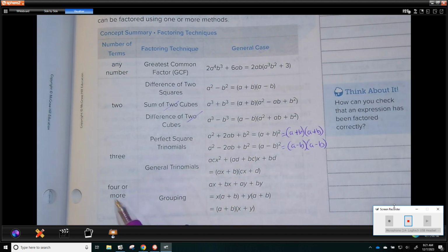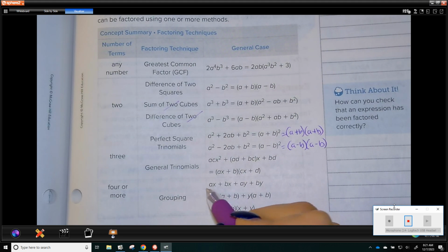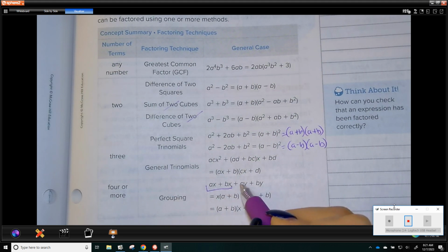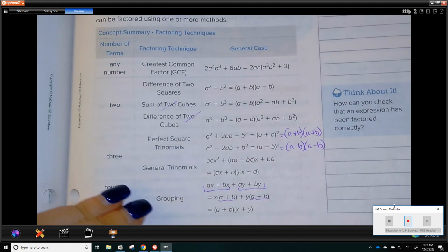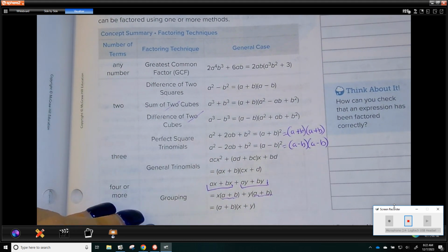Four or more terms, you have to do grouping. Remember, you look at these two, then you look at these two. What's common? They both have an x. What's common? They both have a y. So then you take what's common in these, which is a plus b, and then you put your leftovers. So that is all factoring summed up in one place.